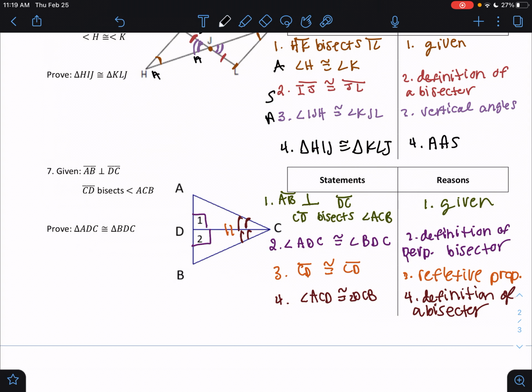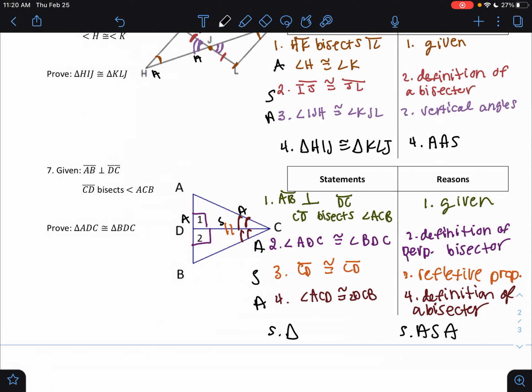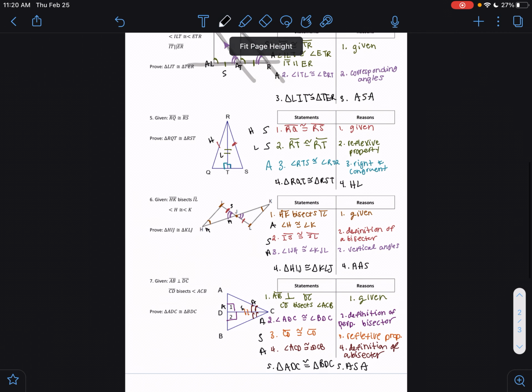So again, let's see what we have. We have an angle here, and then we have a side, and we have another angle. And our order is angle, side, angle. So that is our final statement and reason there. And we can prove that these triangles are congruent. So that is the last of these notes.